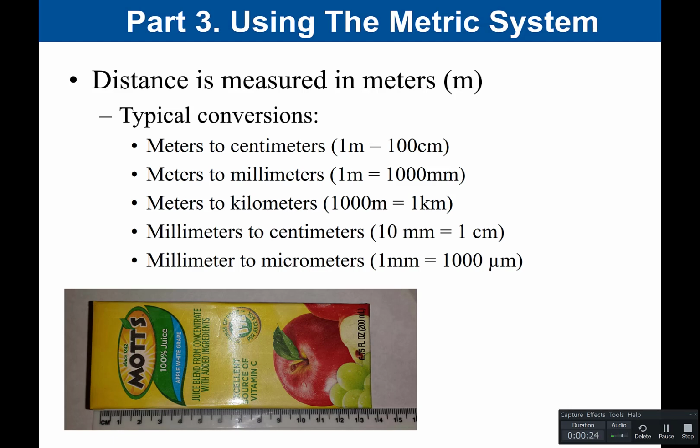Now, the nice thing about the scientific metric system is that everything in the metric system is multiples of 10. So if I'm converting between meters to centimeters, 1 meter is equal to 100 centimeters. Meters to millimeters, 1 meter is 1,000 millimeters. Milli refers to 1,000. Meters to kilometers, 1,000 meters is equal to a kilometer. Millimeters to centimeters, we have 10 millimeters in 1 centimeter. And then if we look at millimeters to micrometers, 1 millimeter is equal to 1,000 micrometers.